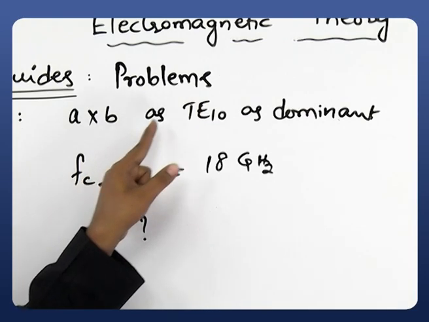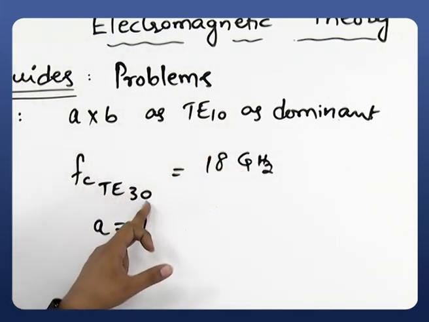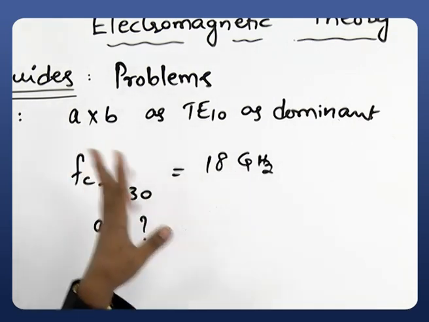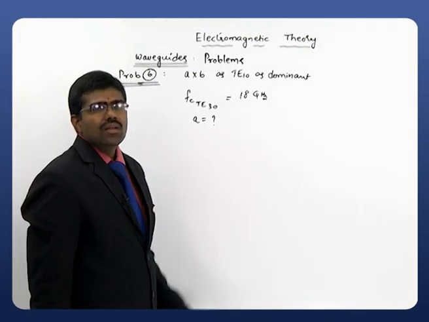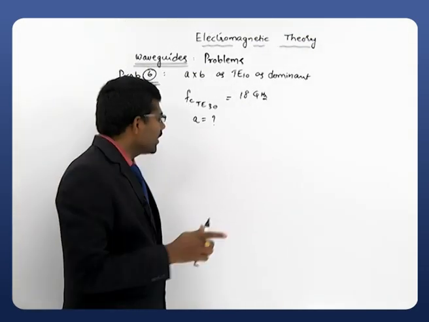A rectangular waveguide has TE10 as dominant mode, and for the TE30 mode, the cutoff frequency is 18 GHz. So what is the broad wall dimension? That is, what is the broader dimension of our rectangular waveguide?